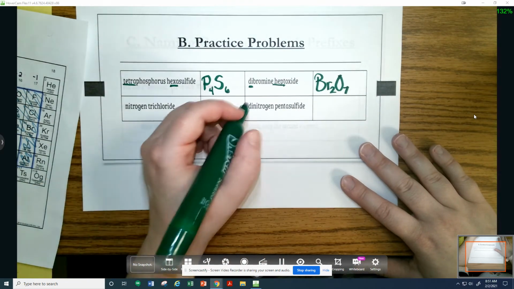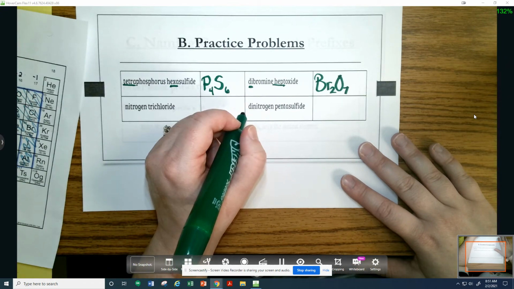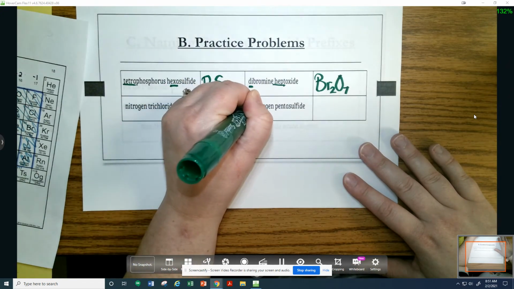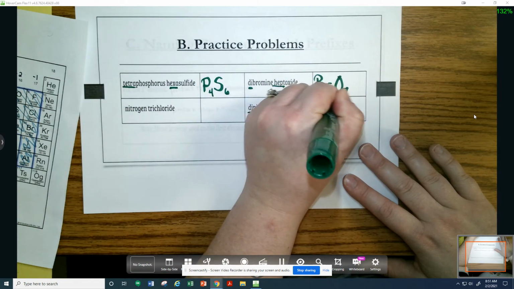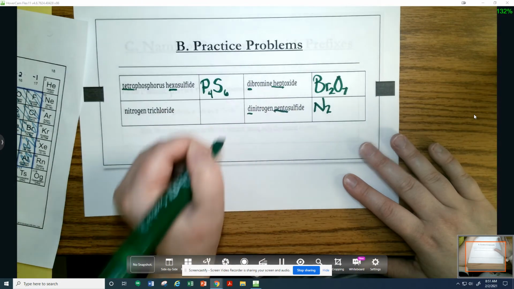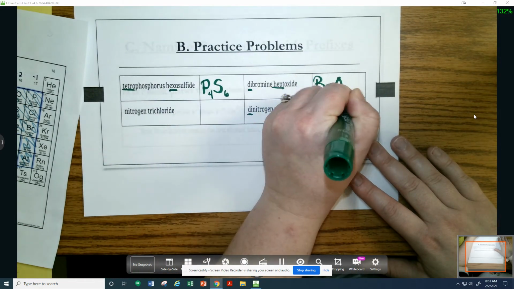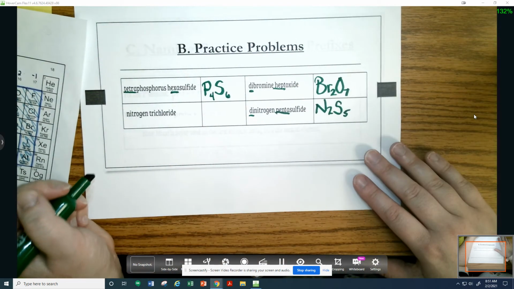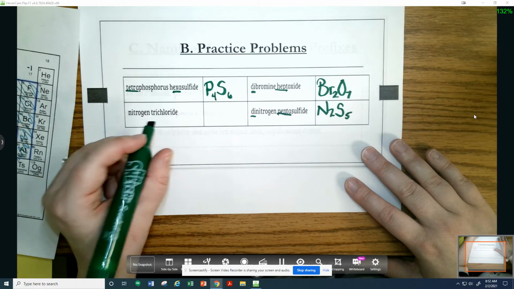So Br2O7. I'm going to drop to this one down here, dinitrogen pentasulfide. Dinitrogen, so I know I have nitrogen, and I'm going to have 2 of them. I have pentasulfide, so sulfide is indicating sulfur, penta indicating 5. So N2S5. This last one here, we have nitrogen trichloride.